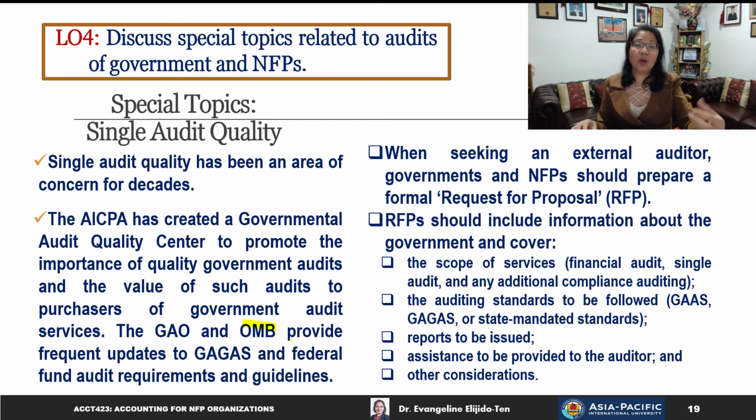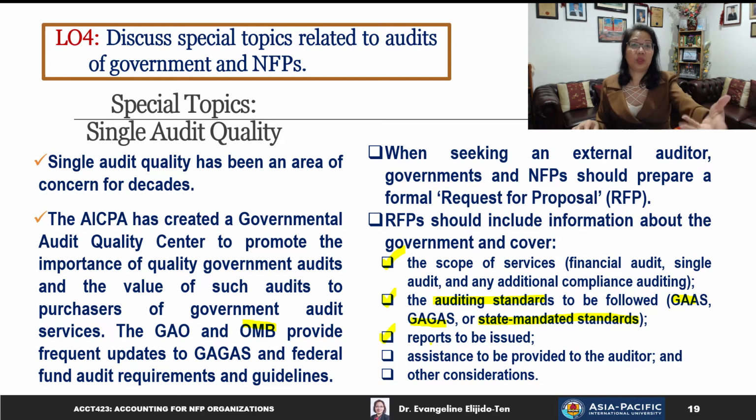RFP. An RFP should include information about the government, and it should cover, firstly, the scope of services, that is whether it's a financial audit, a single audit, and any additional compliance audits. What else should be included in the RFP? The auditing standards to be followed. Will it be in accordance with GAS or GAGAS, or in accordance with state-mandated auditing standards? An RFP should also include reports to be issued.